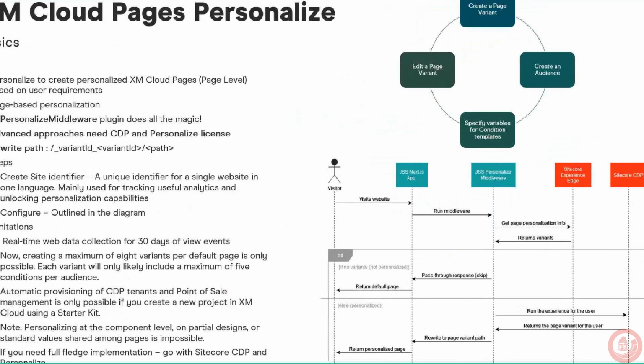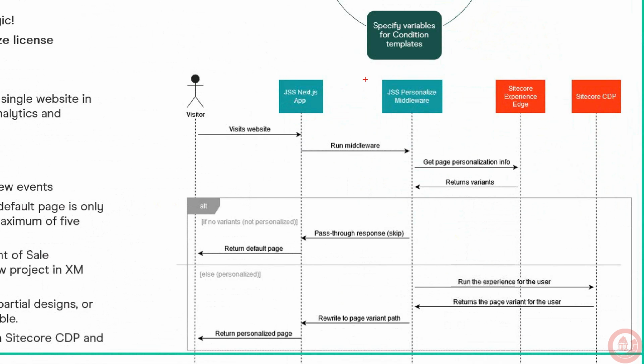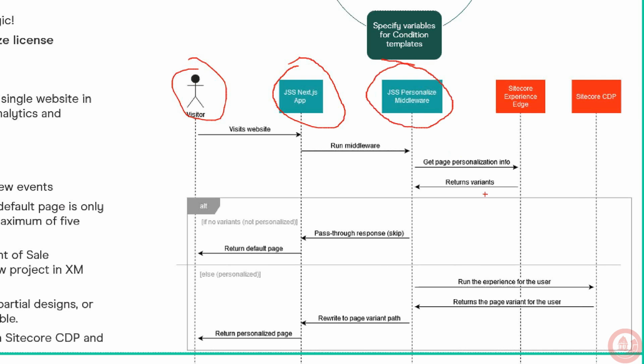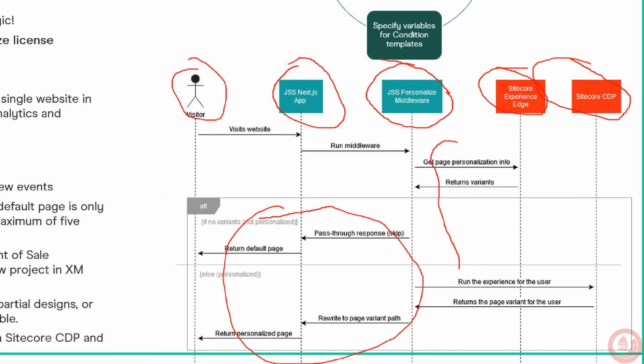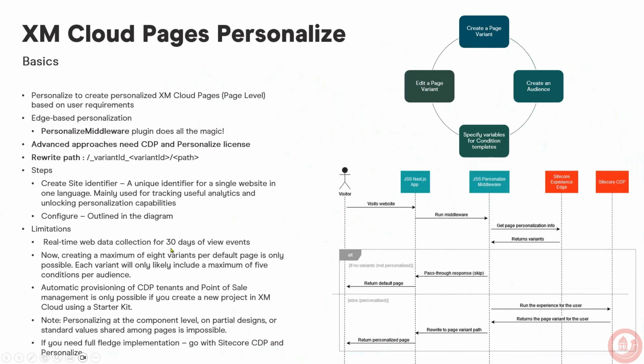And this is how the whole thing works behind the scenes. Your visitor hits the Next.js app. When the request is going, it goes to the personalize middleware, which basically reaches out to Sitecore Experience Edge and Sitecore CDP's light version, I would call it, and then it returns the variants, and then the experience is returned to the user. So that's how it works overall from the sequence diagram point of view.